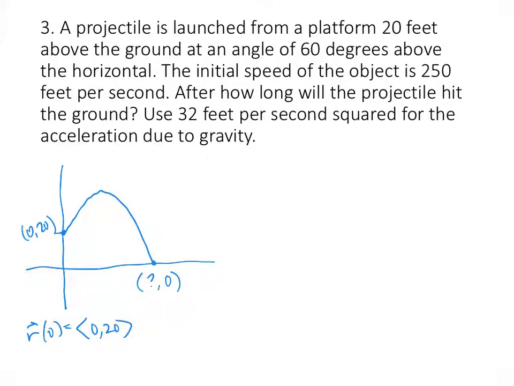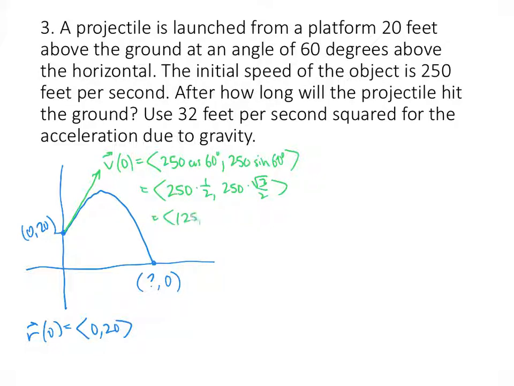And then our initial velocity vector, we know that the initial speed is 250, and that means that this initial velocity vector, v of 0, is going to be 250 times the cosine of 60 degrees, comma, 250 times the sine of 60 degrees. And that's going to be 250 times 1/2, 250 times square root of 3 over 2. Or in other words, 125, 125 radical 3. Finally, we know the acceleration is the acceleration due to gravity, and so that's going to be 0, negative 32. Gravity pulls down with a force of 32 feet per second squared.